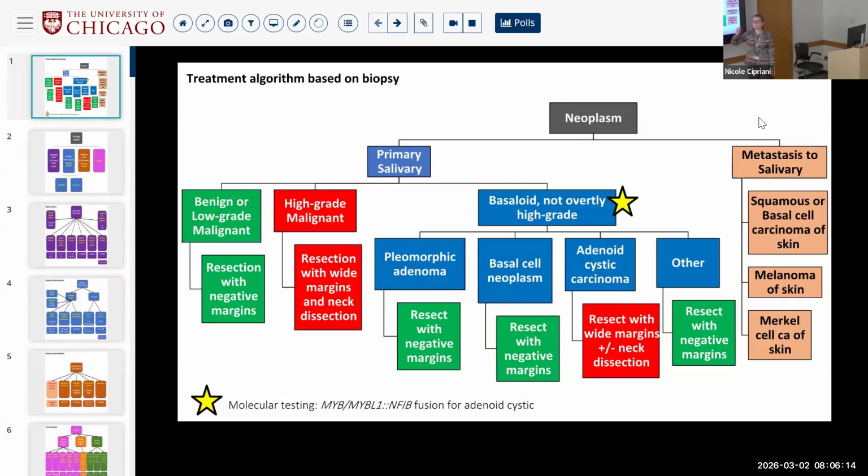So in this institution, when we see basaloid, not overtly high grade on biopsy, and we can't tell, they'll trigger the molecular testing for the RNA fusion that will pick up the MYB or MYBL1 NFIB fusion to isolate adenoid cystic, in which case the surgical procedure might be different. But in doing that, we've found mutations or fusions that are diagnostic of pleomorphic adenomas or other things. So in our particular instance, this fusion panel can pick up a lot of different things, but the main goal is to rule out this. Okay?